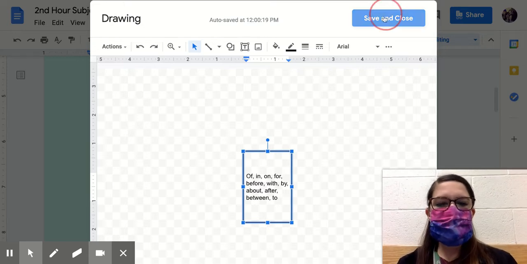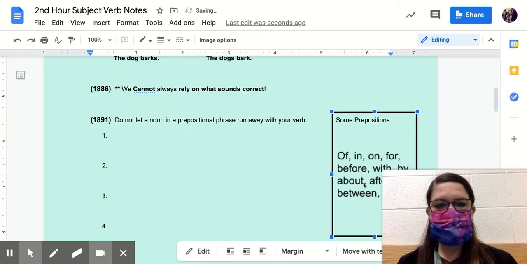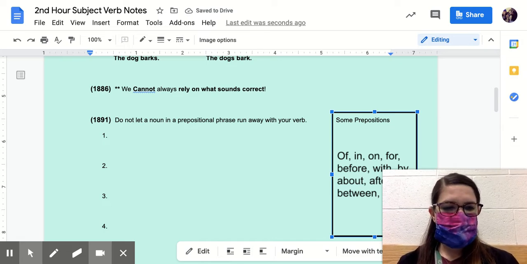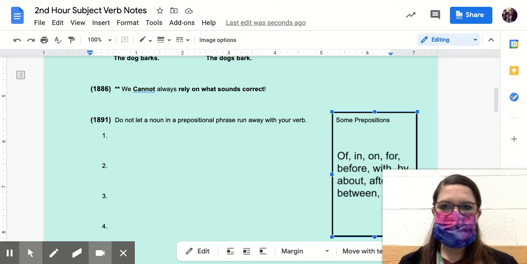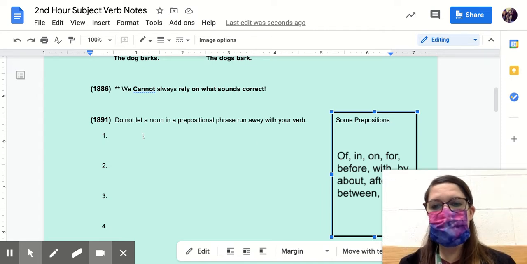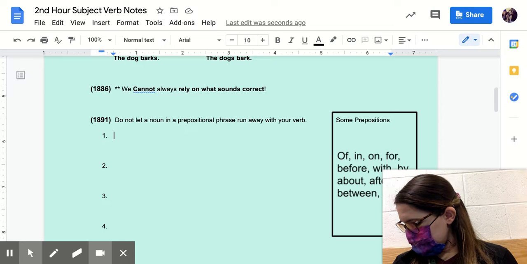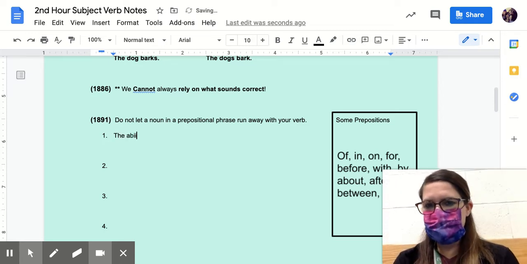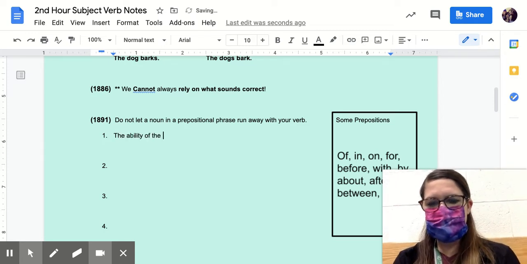So if we see a preposition in a sentence, we need to take a look, see what the entire phrase is, and get rid of it so that we don't get confused as we're writing. So let's take a look at this example sentence. The ability of the gymnast.